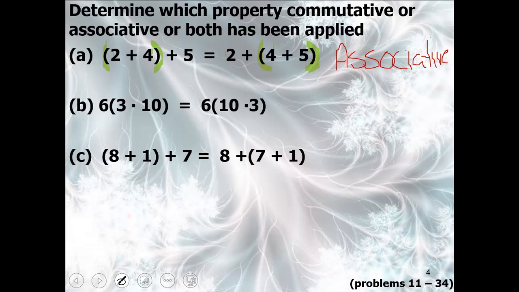All right, welcome back. I have 6 parentheses 3 times 10 equals 6 parentheses 10 times 3. My first factor is 6. My second factor is 3. My third factor is 10. Here, my first factor is 6. That's the same. My second factor is 10. Oh, that's not the same. I've changed the order of my factors. So that has to be the commutative.